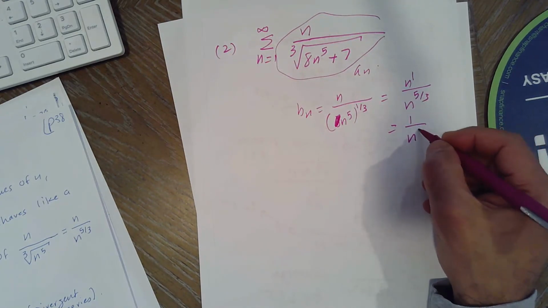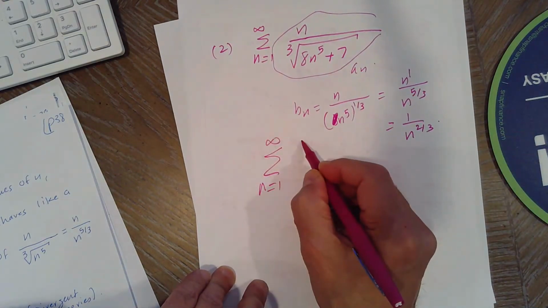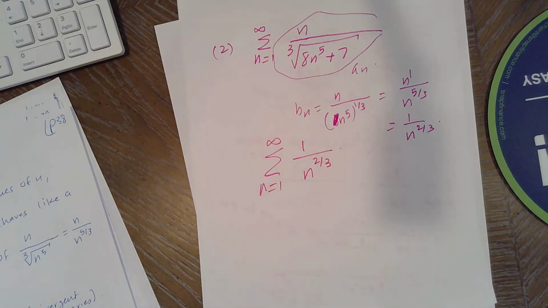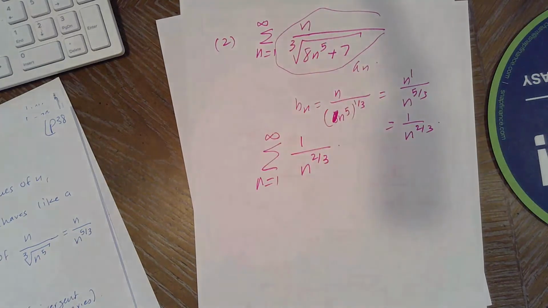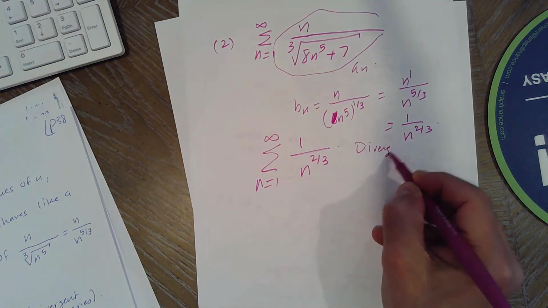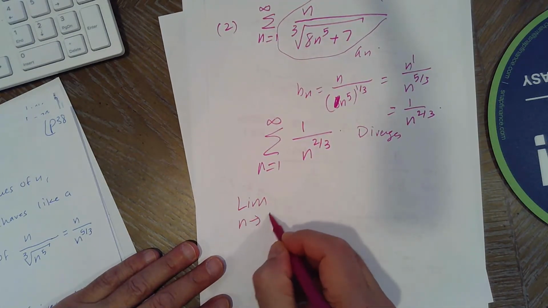5/3 minus 1, 2/3. So I'm going to compare with the sum from n equals 1 to infinity of 1 over n to the 2/3. You can see where I'm getting my b's: ignoring the constants, and then just taking the powers of n and reducing it. That's known to be divergent, as we know, right? It's a p series. So let's do the limit comparison test.